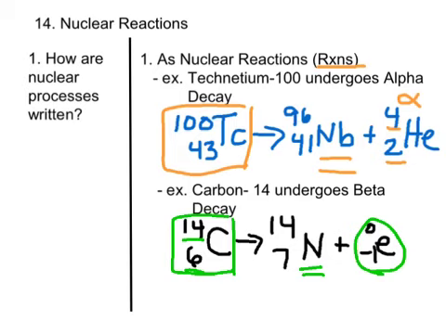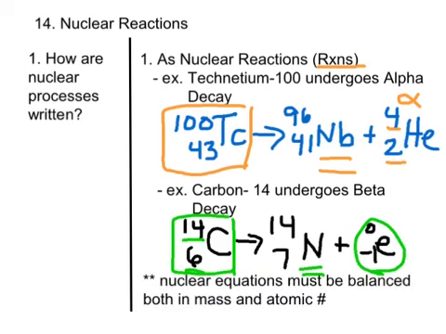But in every single nuclear process, we're always making a new element, because we're changing what's inside the nucleus. We're either going to be losing protons and neutrons, or we're just going to be losing electrons. So we'll see how that works. In either case, though, it's important to notice that nuclear equations, when we're doing this math, must be balanced in both the mass number, which is the top numbers, and the atomic number.